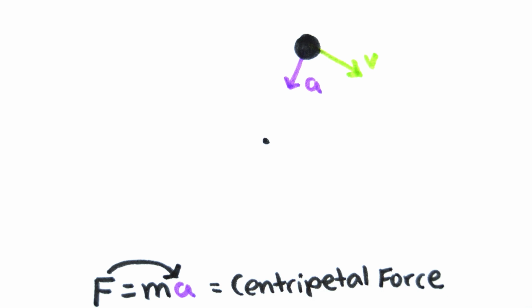And this acceleration is towards the center of the circle. If there is an acceleration, then there must be a force producing it. And this resultant force is called the centripetal force, and also acts towards the center of the circle.